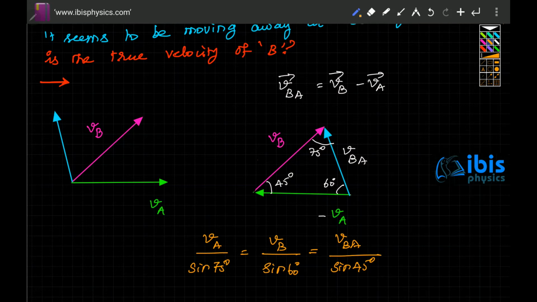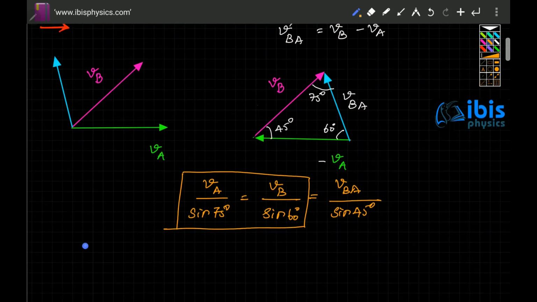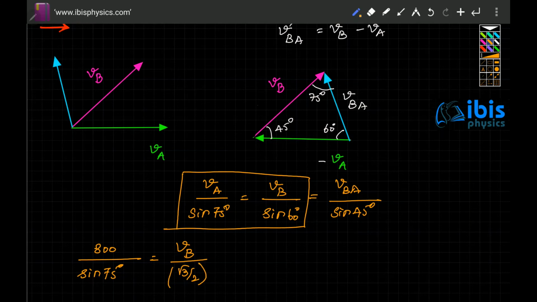What you already know is only the velocity of A. So you just need to find out the relative velocity and the actual velocity, and anything you can find using this. If you compare these two, you will get the actual velocity of B. Velocity of A they have given as 800 km/h, and sine 75 is somewhere between √3/2 and 1, so VA by sine 75 equals actual velocity of B by sine 60 degree. Sine 60 degree is √3/2. The sine 75 will be a little more than √3/2, so the ratio will have a value a little less than that. So approximately, VB equals 800 into √3/2 by sine 75 degree, which will be approximately 717 kilometer per hour.